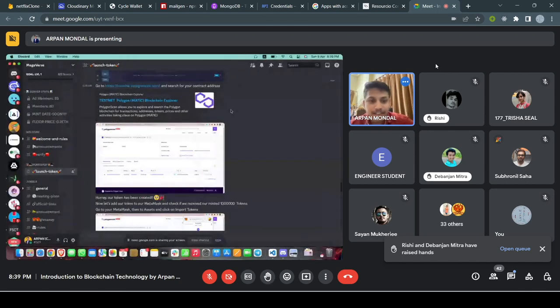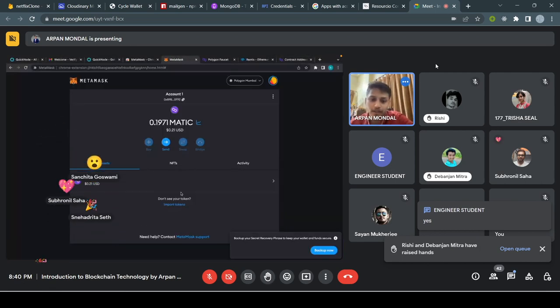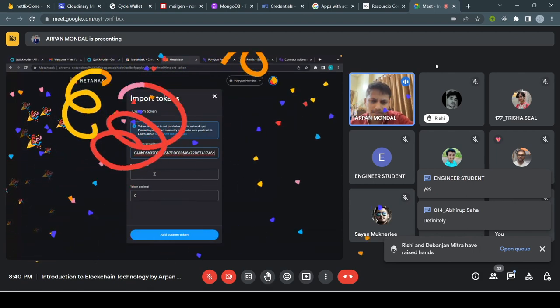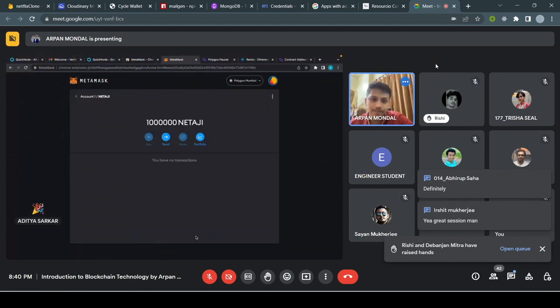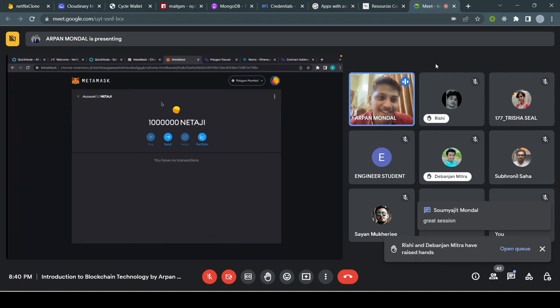Have you guys enjoyed? Now we're going to see it in the MetaMask. We're going to import some token. So you're going to click right here, put the token address. The token has the symbol Netaji. You're going to say add custom token. So you see, there is 1 million Netaji. In our heart, there is 1 million, 3,000 love. Oh, 1 million love for Netaji. Okay.